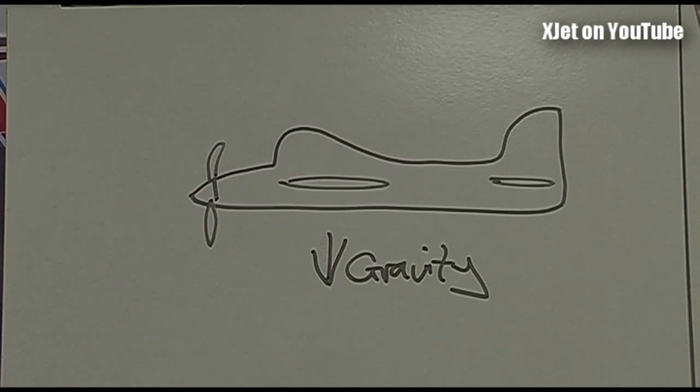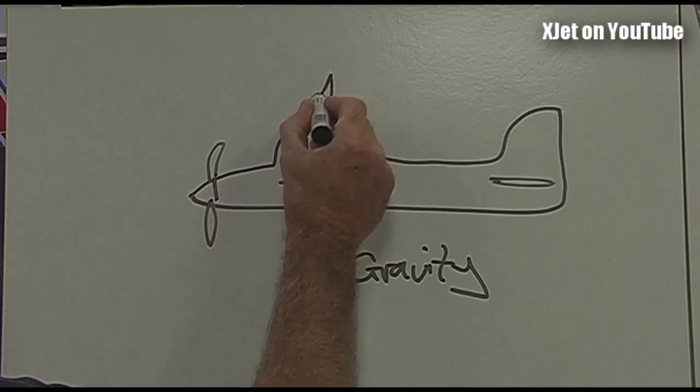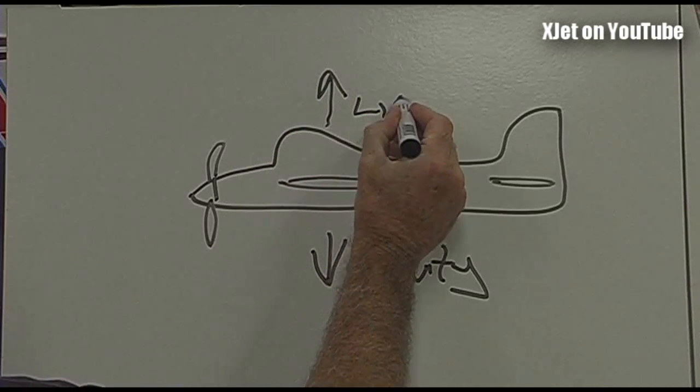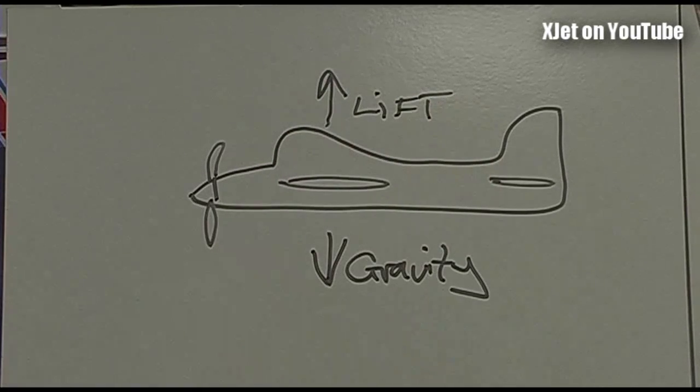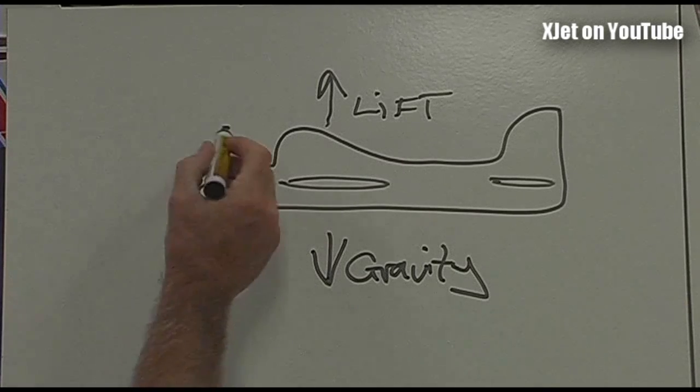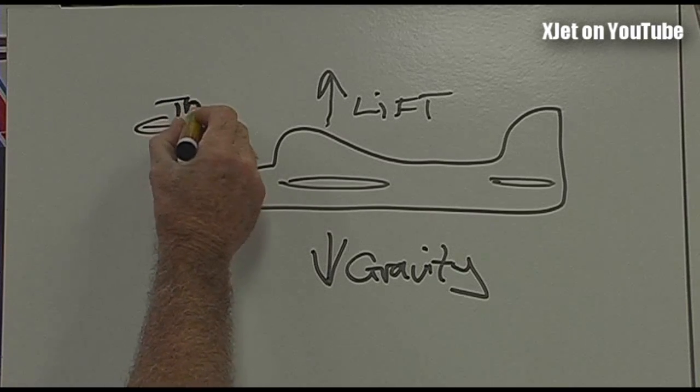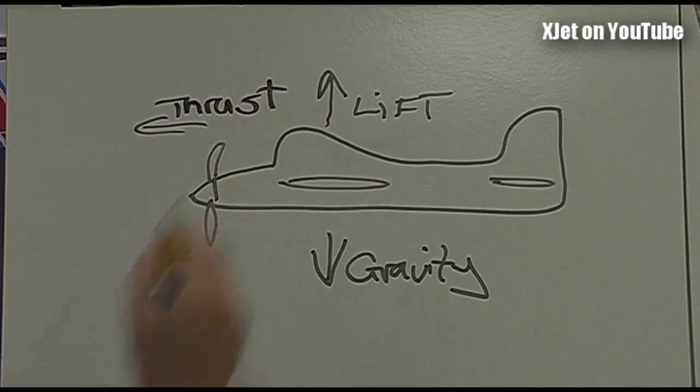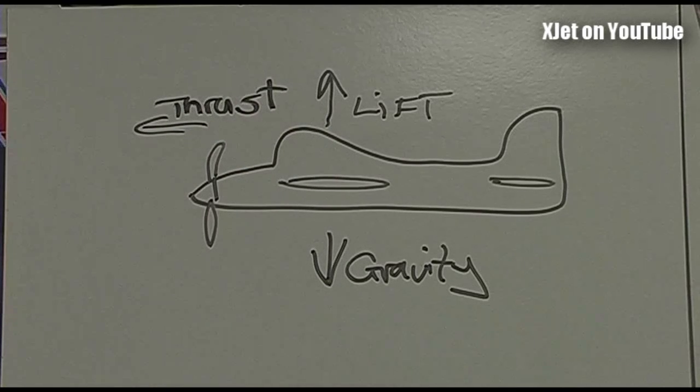We need an opposing force, and in fact, the force we use with our aircraft is one called lift. Lift is what provides the force to oppose gravity and keep the aircraft in the air. That's very simple, isn't it? Really basic. Now, there are two other forces that affect an aircraft when it's flying. One of them is thrust. Thrust is what pulls the aircraft through the air.